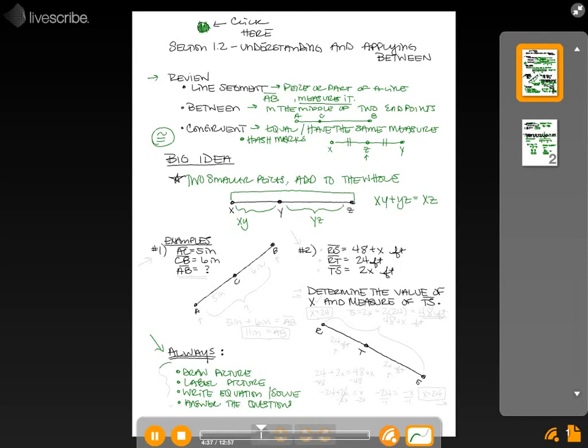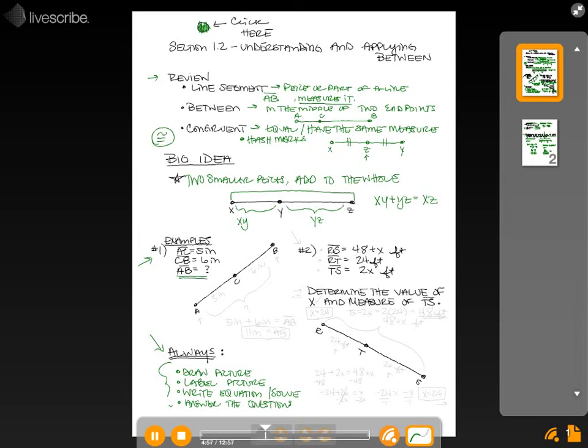So these 4 things you always need to do. Draw a picture if they didn't give it to you. Label your picture. Write an equation and solve it. And then answer the question. Okay? So let's look at example number 1. AC is 5 inches, CB is 6 inches. We want to know how long AB is.